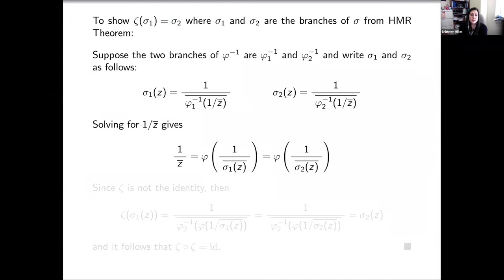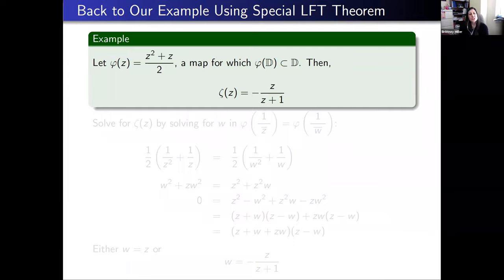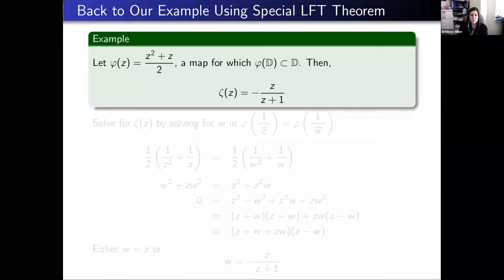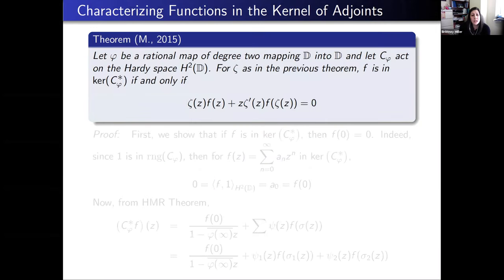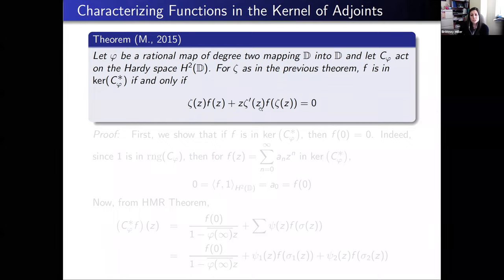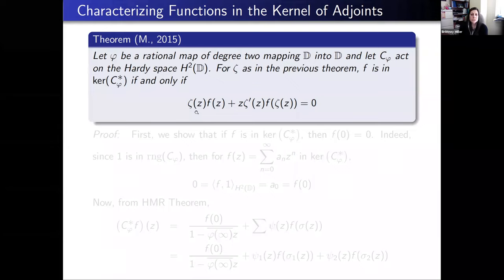And so again, I'll skip the details of the proof. If we look back at our example, then we've turned phi of z, which was again this second degree rational map, into something that's just this linear fractional map. And it turns out for this one, zeta of z is negative z over z plus one. And so we can use that with this theorem to actually help us classify the functions in the kernel of C phi star for more symbols phi than we knew before. And so in fact, f is in the kernel of C phi star if and only if this functional equation holds. And again, we notice that this equation only depends on zeta, which came from the coefficients of our symbol phi.